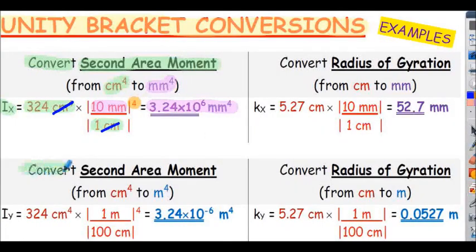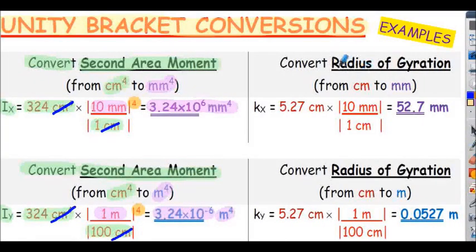The second conversion below, again for second area moment, but this time converting centimetres to the 4 to metres to the 4. It's the same approach as above, but this time the unity bracket is 100 centimetres is equivalent to 1 metre, and again that's raised to the power of 4. So in this case, 324 centimetres to the 4 is equivalent to 3.24 times 10 to the negative 6 metres to the 4. Again, note the cancelling unity bracket.